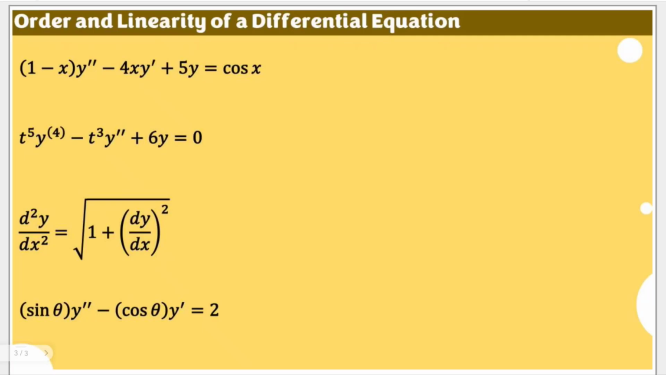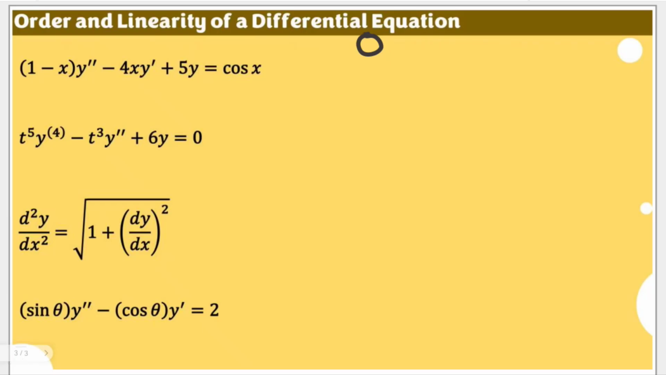Let's continue the concept of order and linearity of a differential equation, still on the chapter on introduction of differential equations. We've learned that the order is equal to the highest order of derivatives for each equation, and the linearity follows a certain concept of the linearity of ordinary differential equations. So let's start with the order here.